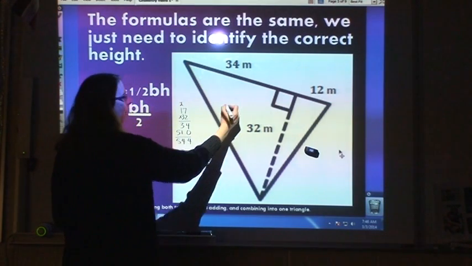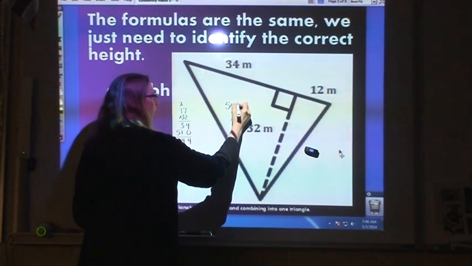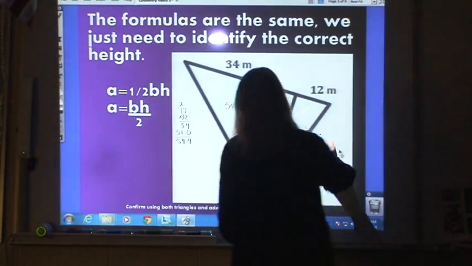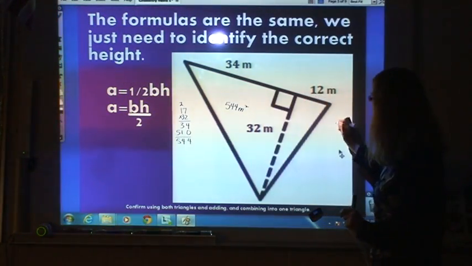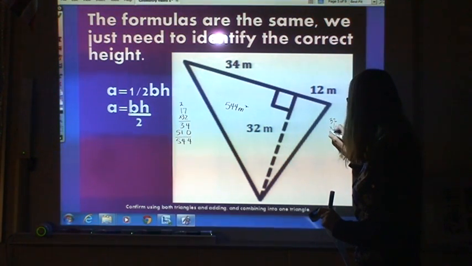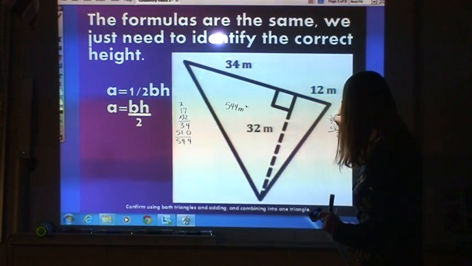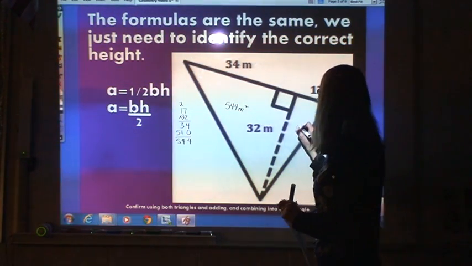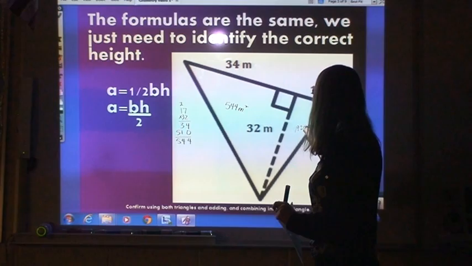So when I'm talking about this bigger triangle, it's 554 meters squared. Now I'm going to do the same thing over here, but I'm going to take half the base, that's going to be 6, and I'm going to multiply that times my height. This is just for this little smaller triangle. I've got 192 meters squared.